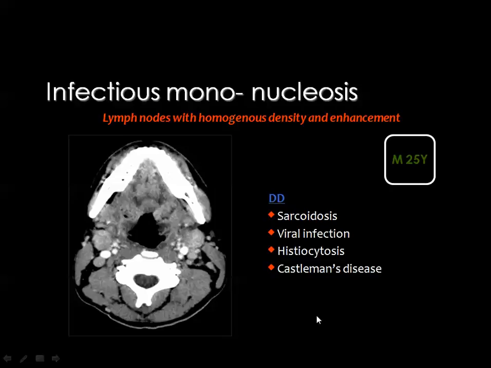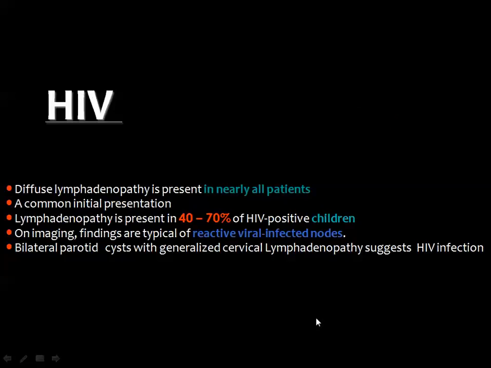Then lymph nodes are usually present in almost all patients having HIV infection, and are considered one of the common initial presentations. And lymphadenopathy is present in about 40 to 70% of HIV positive children. And the nodes usually have the appearance of reactive inflammatory nodes. The nodes are not significantly enlarged, and they are homogeneously enhanced.